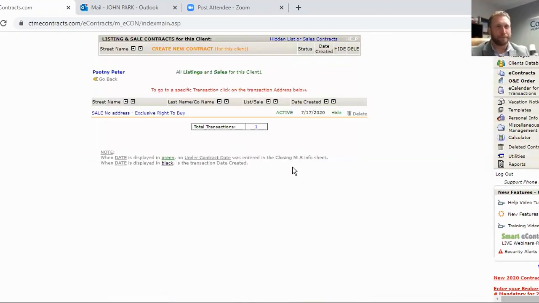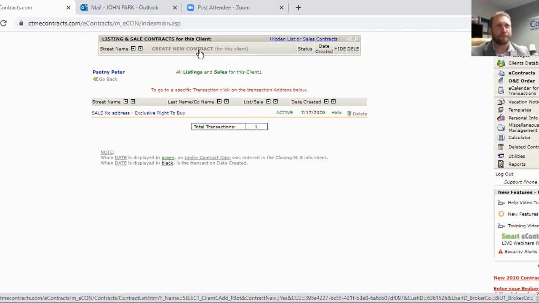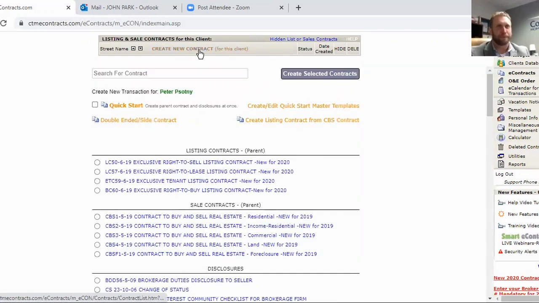So we had the definition signed. We had exclusive right to buy signed. Pete looked. In 10 minutes, we found the house. So let's write an offer for Pete. So here, what you do is when you're in this page, you just click create new contract for this client. So that's pretty easy. Click that button.